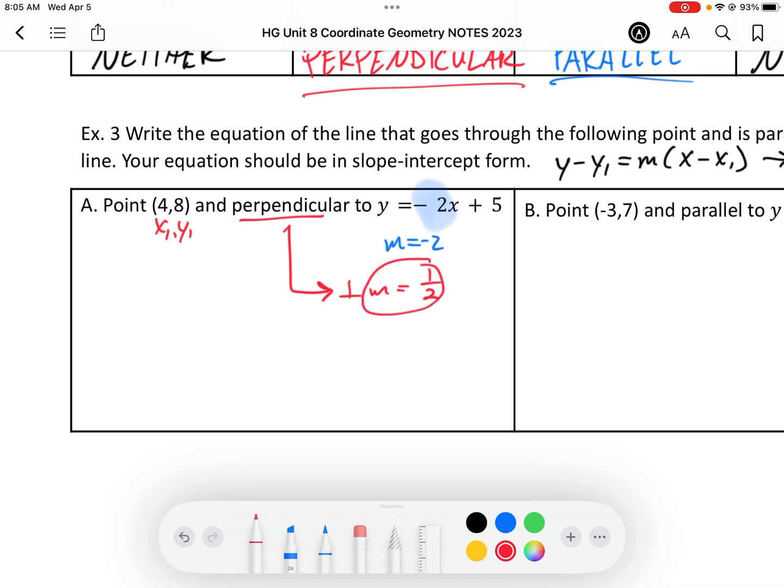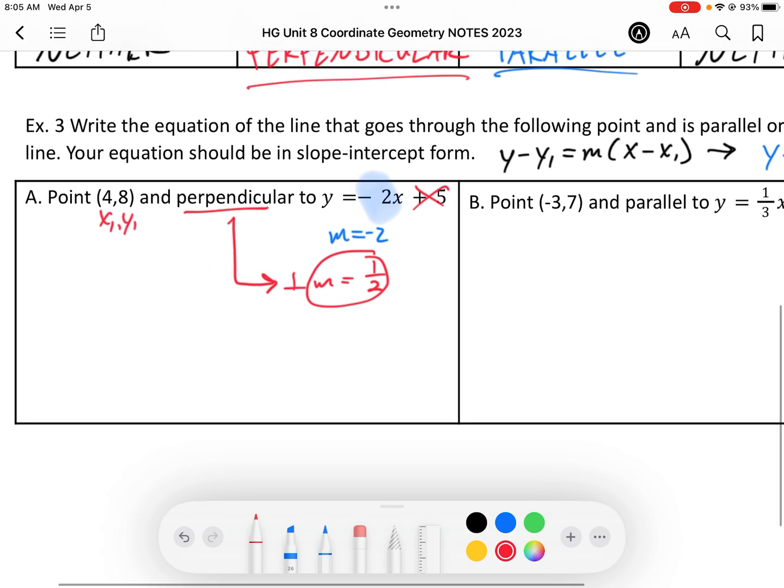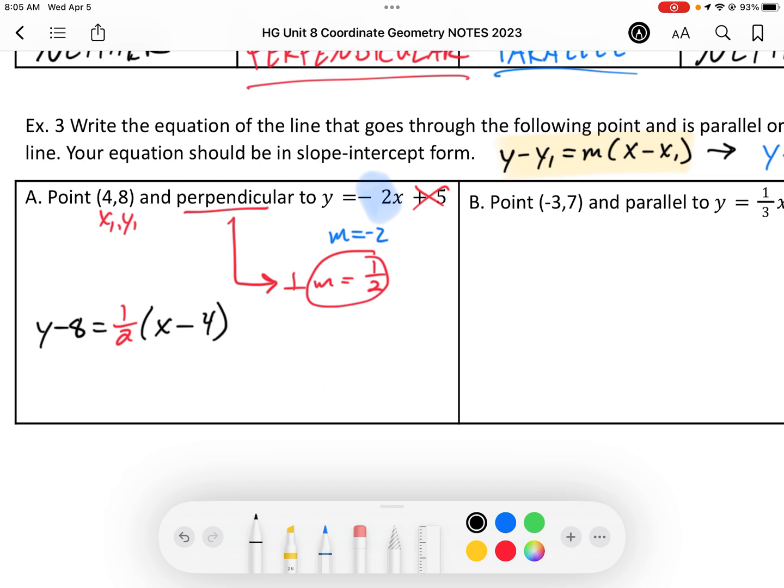Okay, I'm going to use my m of 1/2, and I'm not going to use this +5 at all because I want a different line. It's going to have a different y-intercept then. So I'm going to go to my point-slope form. I'm going to write in that form first. So I'm going to do y minus the y1 coordinate, which was 8, equals this new slope of 1/2 times x minus the x coordinate. The x1 I'm using is 4. And then I just have to change this equation into slope-intercept form.